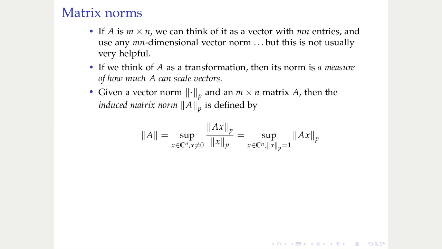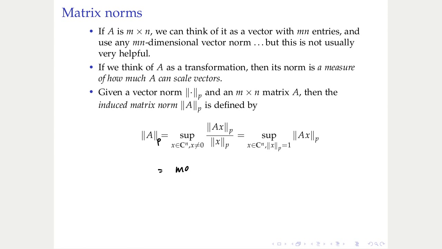So given a vector norm, what the matrix norm is going to be will depend on what type of vector norm you're using. For a matrix A, the induced matrix norm, A subscript P, is defined by the following expression: the supremum, which is basically the maximum, of the length of AX divided by the length of X. So it's saying the maximum scaling factor you can have.